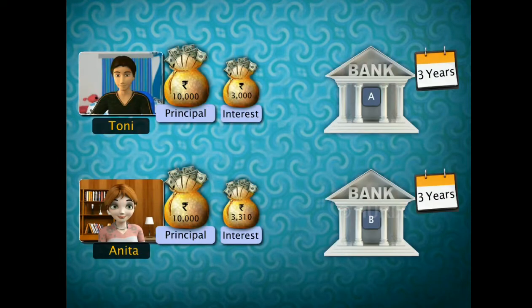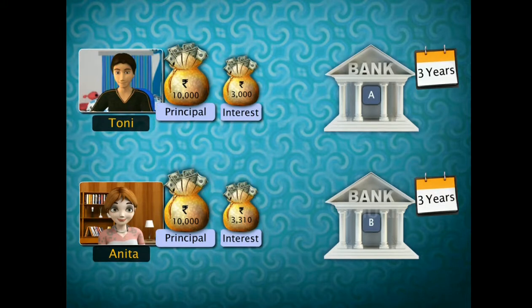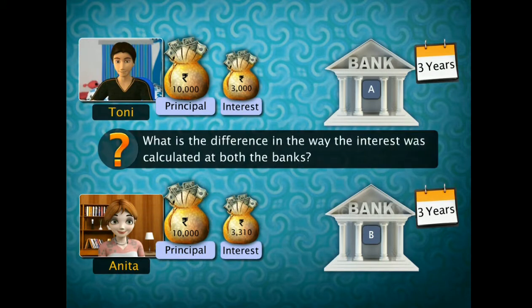received an interest of 3,000 rupees, whereas Anita received an interest of 3,310 rupees. The interest rate offered by both the banks was the same. Surely, there must be some difference in the way the interest was calculated by the two banks. Can you tell what that difference is?